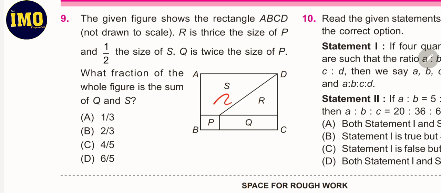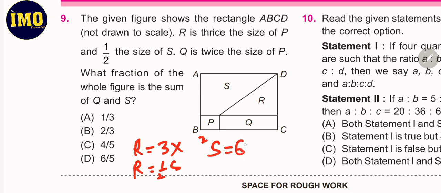Let P be the smallest unit, which is X. What is given? R is equal to 3X, and R is half of the size of S. It means if R is 3X and half of S, then S is equal to 3X multiplied by 2, so 6X.